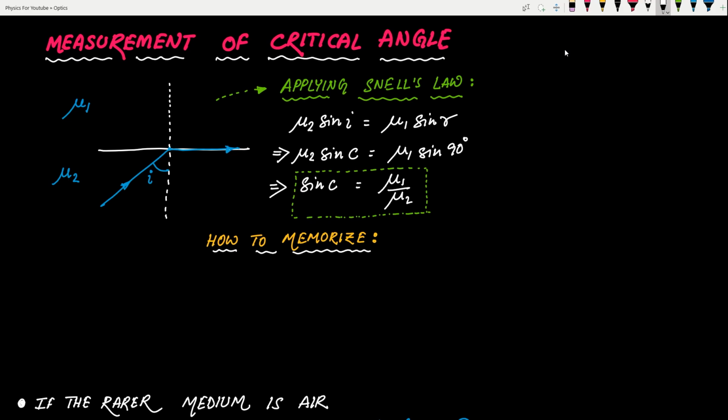Now let's see how to measure critical angle. It's very simple. For critical angle to occur, or total internal reflection to occur, we know that rays should go from denser medium to rarer medium.